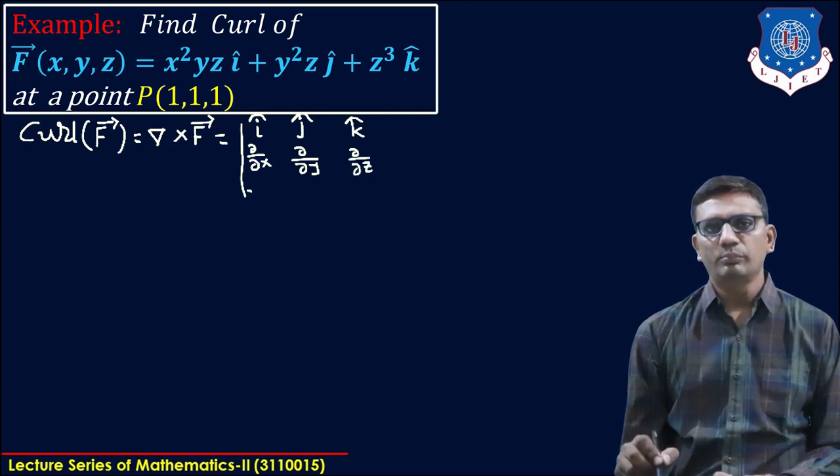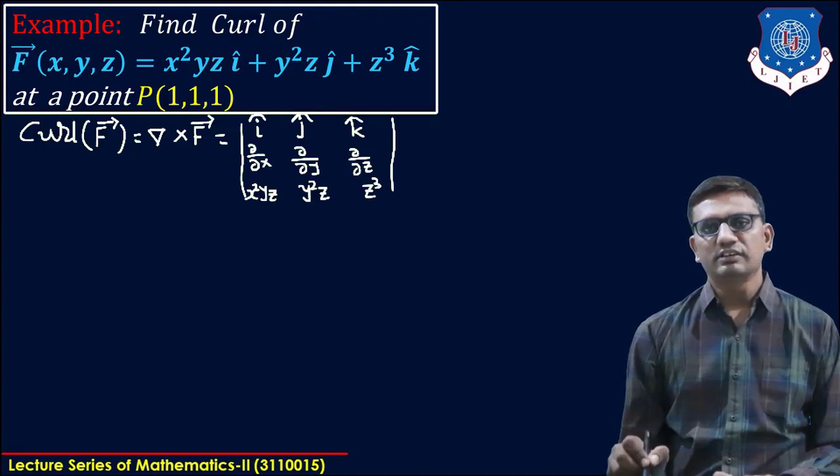And the third row is the components of f, that means y square, x square yz, y square z as the second component, and z cube as the third component. So this is our curl of f bar. Now we will solve this determinant by the known method.